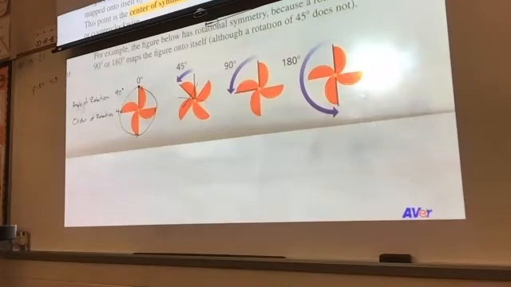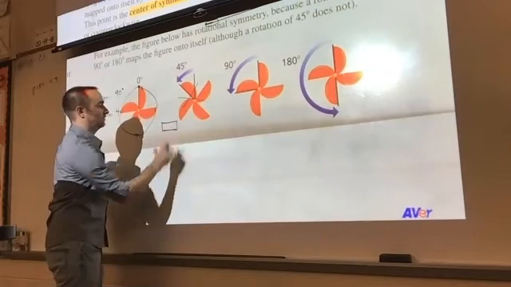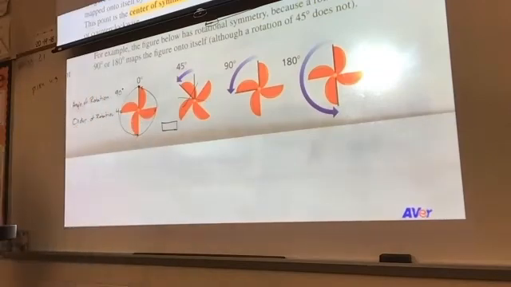I rotated 90 degrees, my order of rotation is 4. So I can do that 4 times before I get back to the original. Let's say I have a rectangle. Now, the person next to you, what's the angle of rotation going to be, and what's the order going to be?